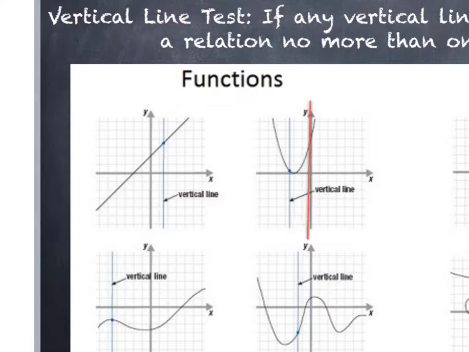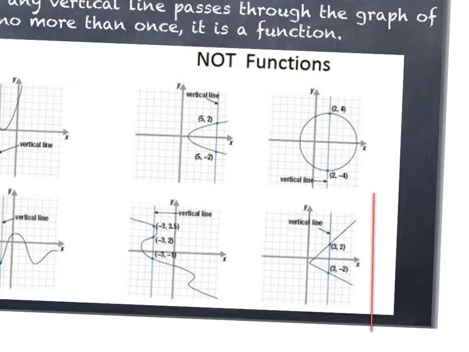Same with this parabola here. At no point does my vertical line touch the parabola more than once. And same with these two bottom graphs, these two bottom relations. But if you look at these graphs that are correctly labeled not functions, if we run a vertical line through any of these 4 graphs, you could see that, hey, right here, the vertical line is touching more than one point. It's touching 2 points. Same with this relation, same with this relation, same with this relation. At one point it touches more than 1 point. Therefore, those are not functions.